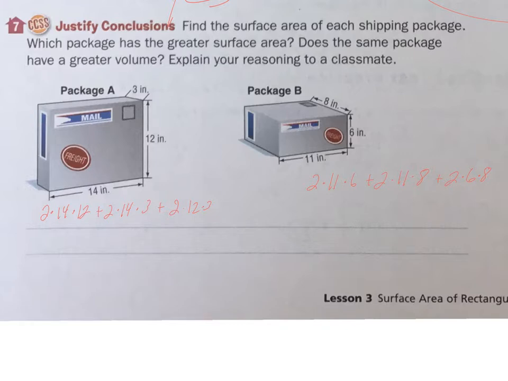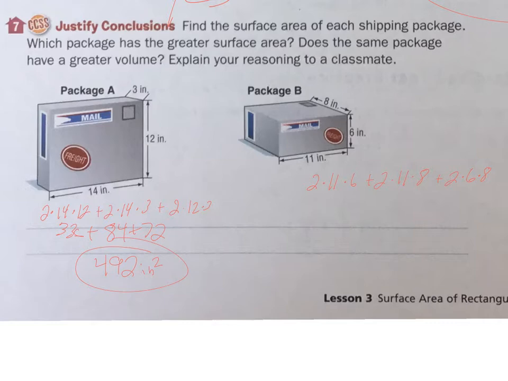2 times 14 times 12 equals 336, plus 2 times 14 times 3 equals 84, and then 2 times 12 times 3 equals 72. We add those up. 72 plus 84 plus 336. This one is 492 inches squared. That's the surface area. Let's find the surface area for this one.